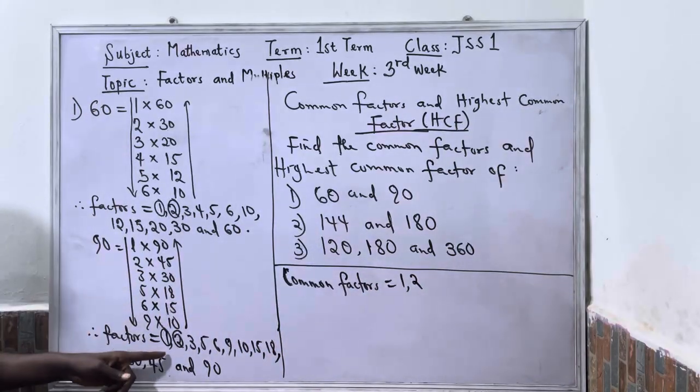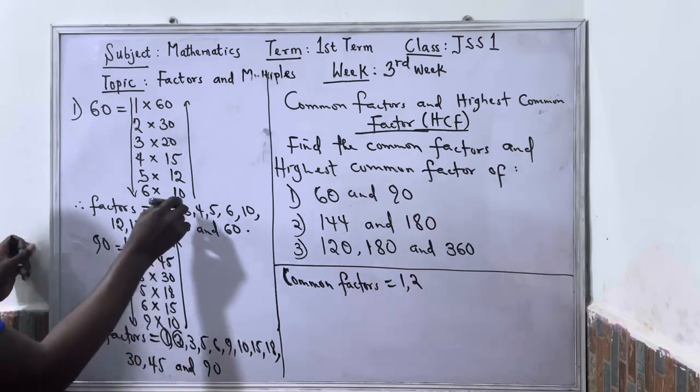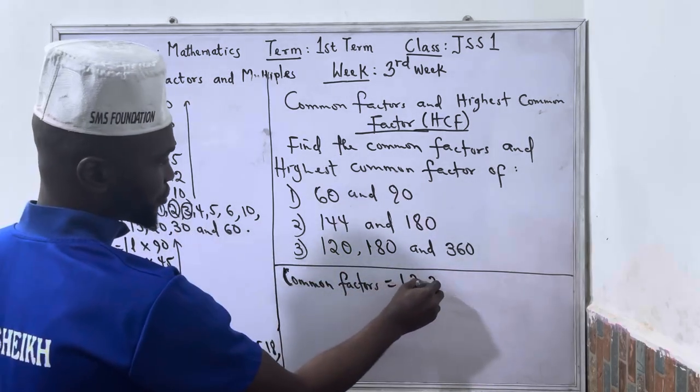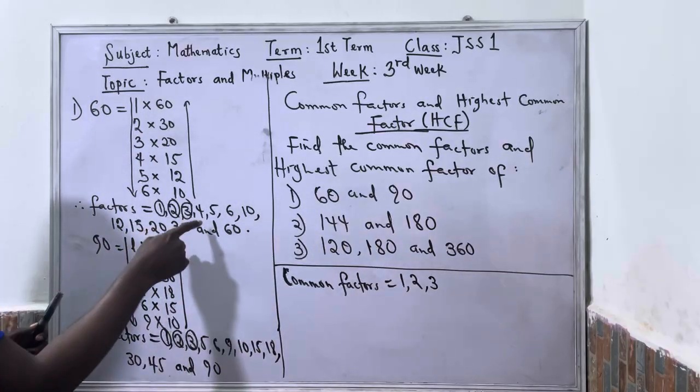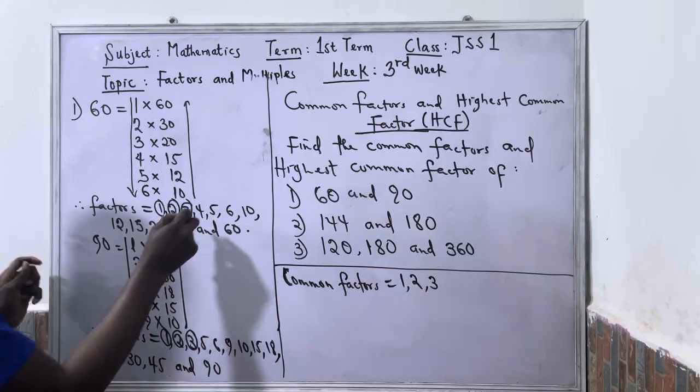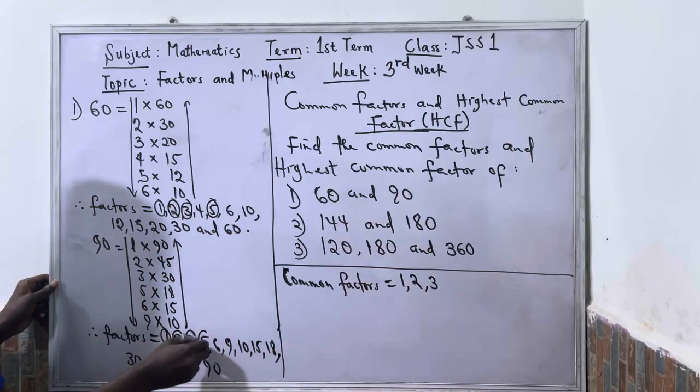So, we have 1 and 2 already. 3 is here, 3 is here. Let's circle it. There is 3 and there is 3. Let's write it down. So, there is 4 here but no 4 here. There is 5 here and there is 5 here. Let's circle 5 and 5.